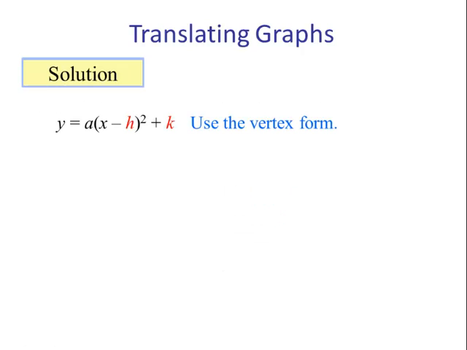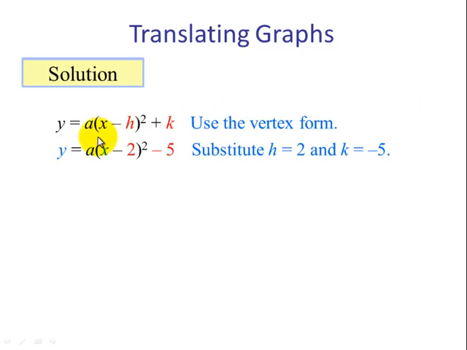Solution. We're going to use the vertex form. We know h and k. h is a positive 2 and k is a negative 5, and we got that from the vertex. Now the only thing that we need to find is the value of a, and we're going to use that point, 0, negative 3.